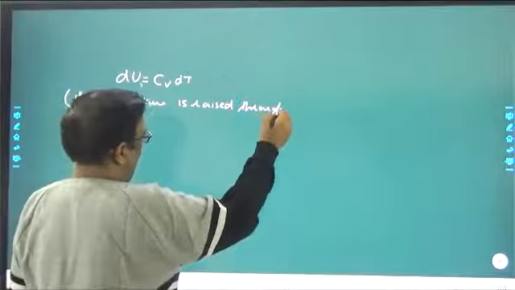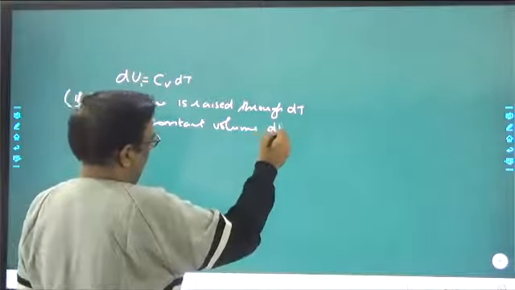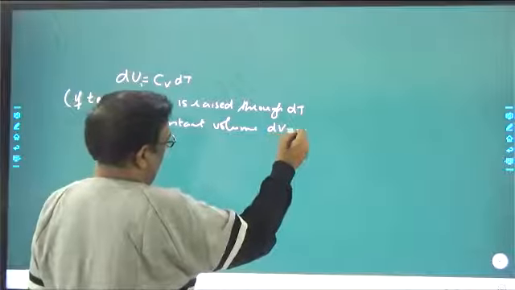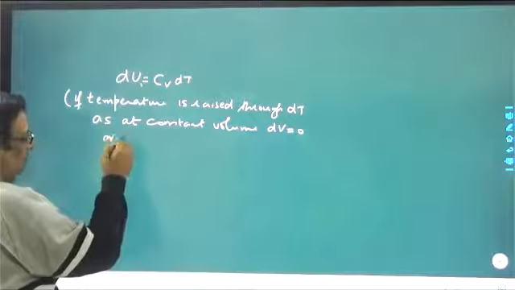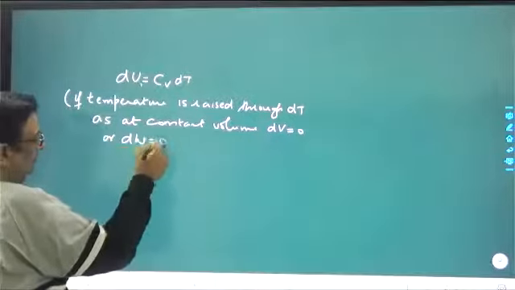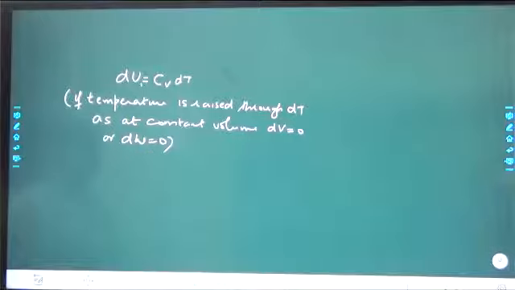At constant volume, work done is equal to 0.